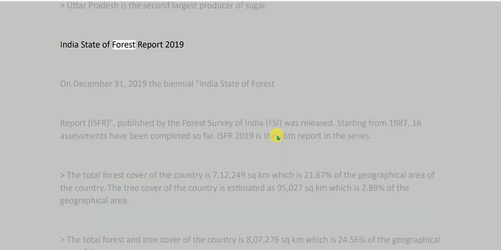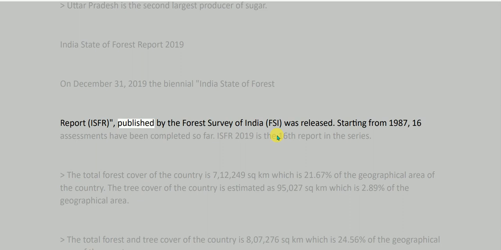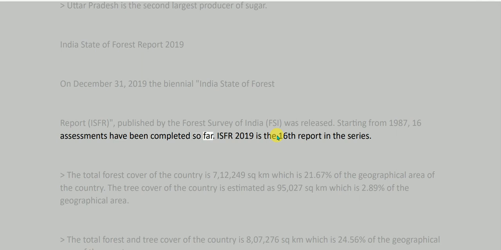India State of Forest Report 2019, released on 31st December 2019. The biennial India State of Forest Report, ISFR, published by the Forest Survey of India, FSI, was released. Starting from 1987, 16 assessments have been completed so far. ISFR 2019 is the 16th report in the series.